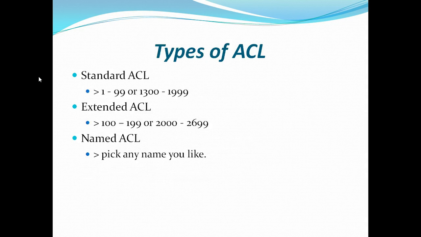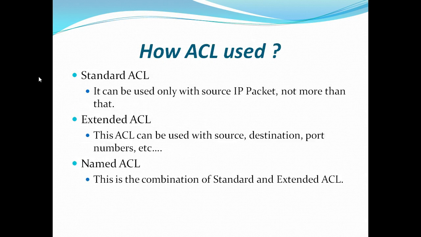There are three types of ACL: standard, extended, and named ACL. There is a certain range of numbers for each ACL. Standard is 1 to 99 and 1300 to 1999. Extended ACL is 100 to 199 and 2000 to 2699. For named ACL, you can pick any name, and it can be used for both standard and extended.